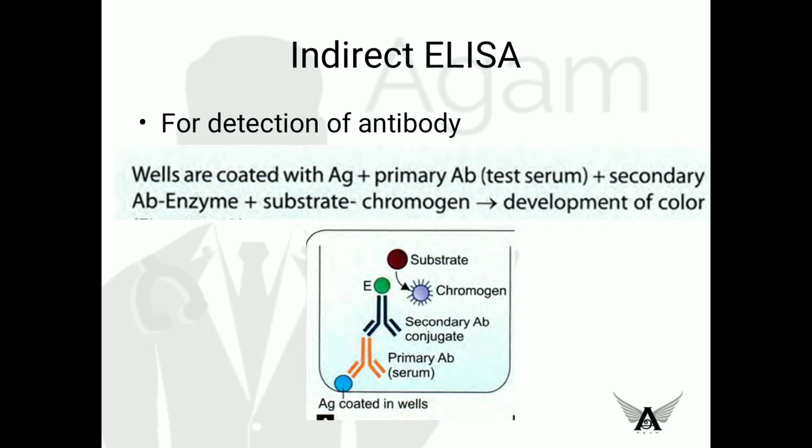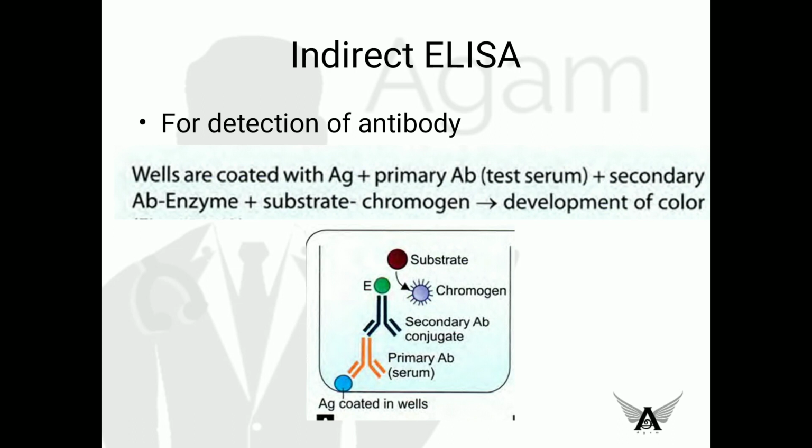You should remember in indirect ELISA, we are using secondary antibody, that is antibody against human immunoglobulin. But in direct ELISA, the enzyme is labeled with the primary antibody. Okay. Also, for detection of antibody in indirect ELISA, the wells are coated with antigen beforehand.